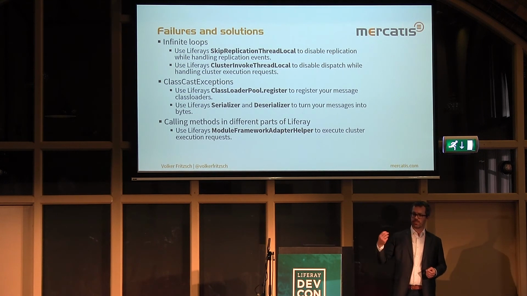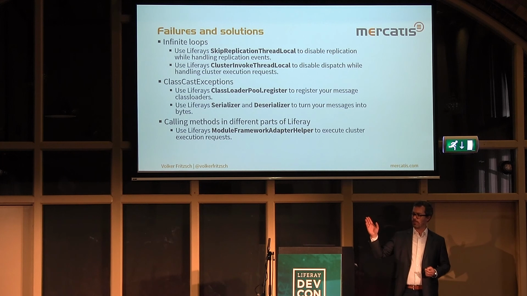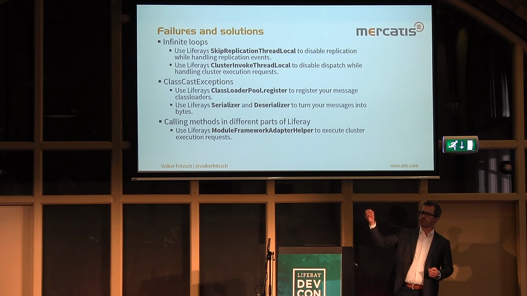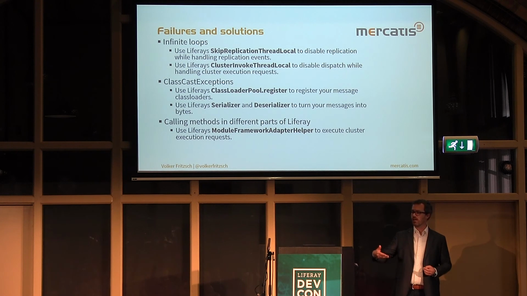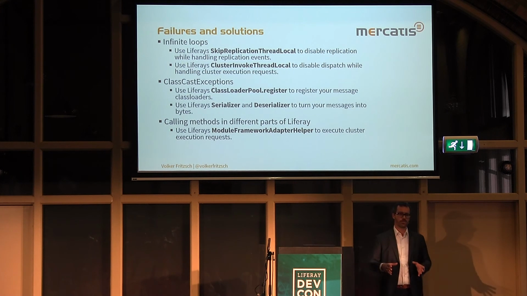That's a thread local, so this value exists only in your thread, and you can use that to block that effect. So whenever you receive a message in your cache replicator, you just set skip replication thread local to true, and then cache key removal in the cache will not lead to calling your portal cache implementation. And when the signal handling is done, you set that back to false. And because it's a thread local, this value is only valid on your thread, so different threads can work concurrently.